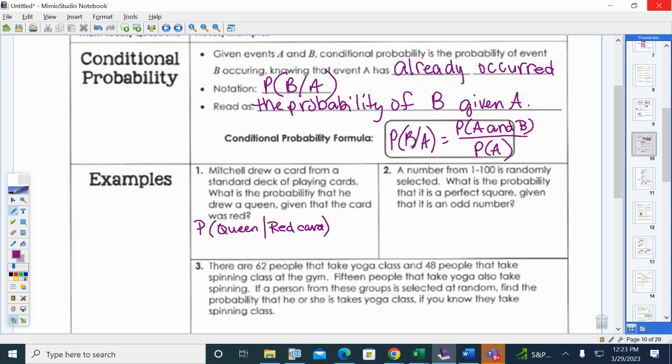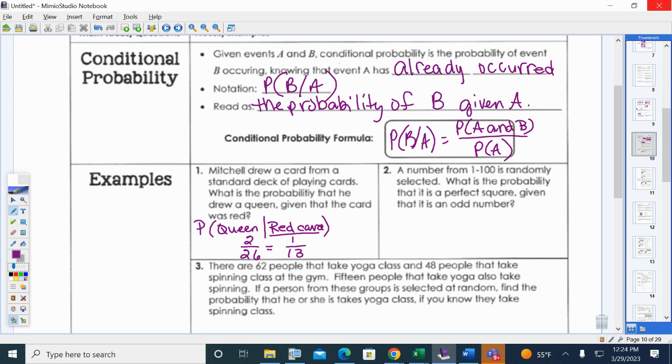So given that it's a red card, how many red cards are there in a standard deck of playing cards? There are 26 red cards. So I know that my denominator is going to be 26. Again, the given, which is the part that follows the line or the slash, is your given part. Given that the card was red, there are 26 of those. Of those 26, how many are queens? So that's going to be 2 of the 26, which is going to reduce to 1/13. Let's look at number 2.